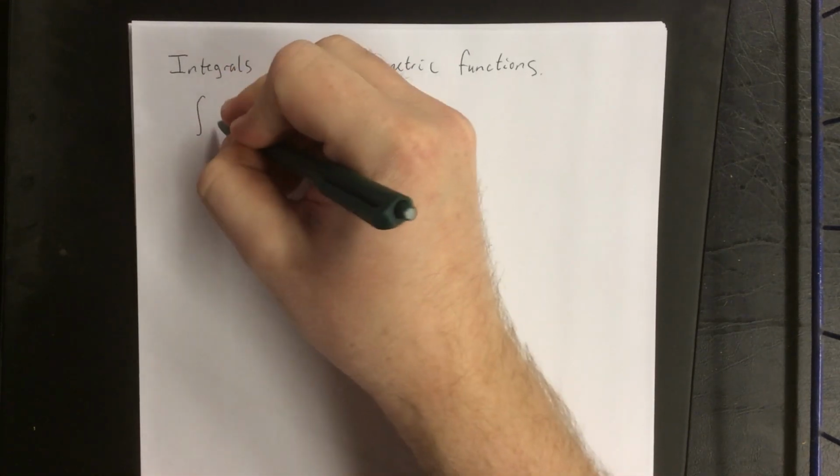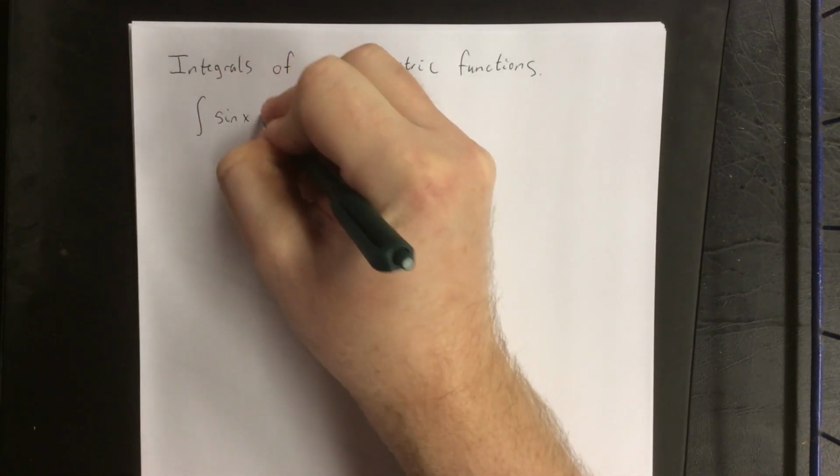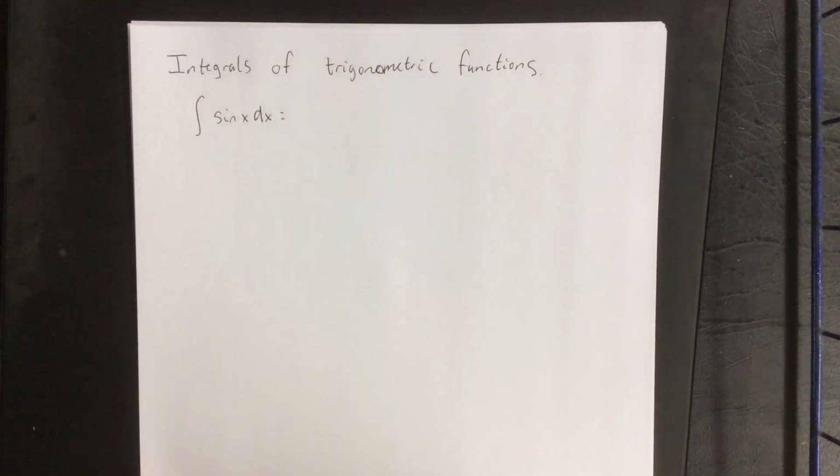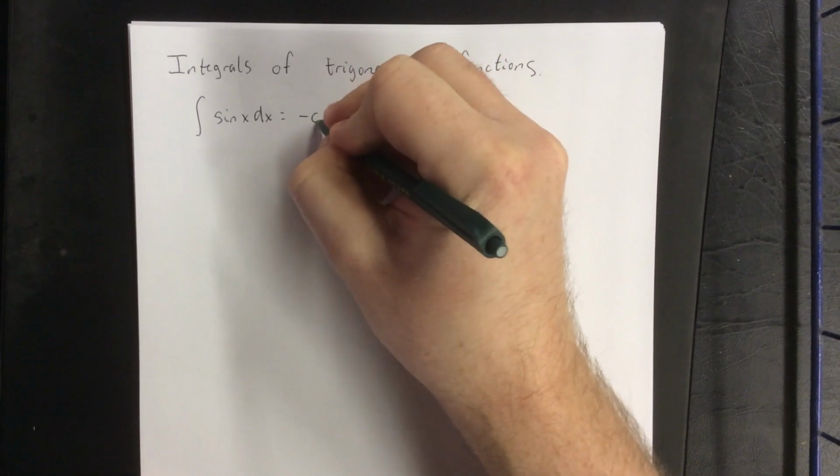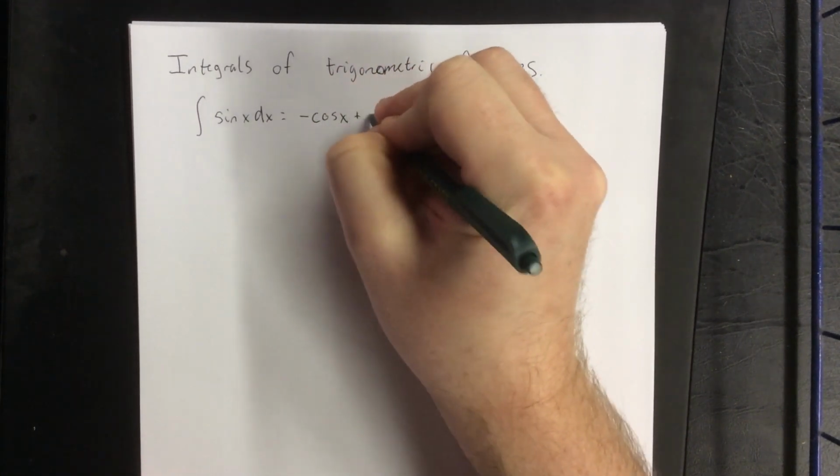There are several basic forms of integrals of trigonometric functions that will hopefully be familiar to us. For example, if we were to consider the integral of the sine of x with respect to x, this is simply asking for the antiderivative of the sine of x, which would be the negative cosine of x plus a constant.